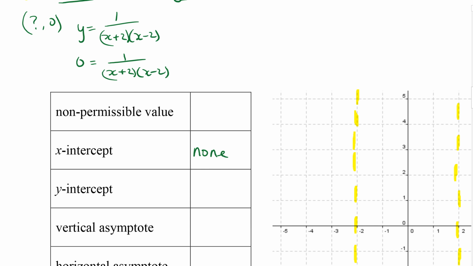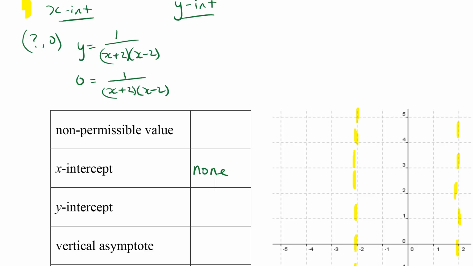And I can actually put in here my non-permissible values. Those are my vertical asymptotes. X cannot be equal to -2. X cannot be equal to +2.